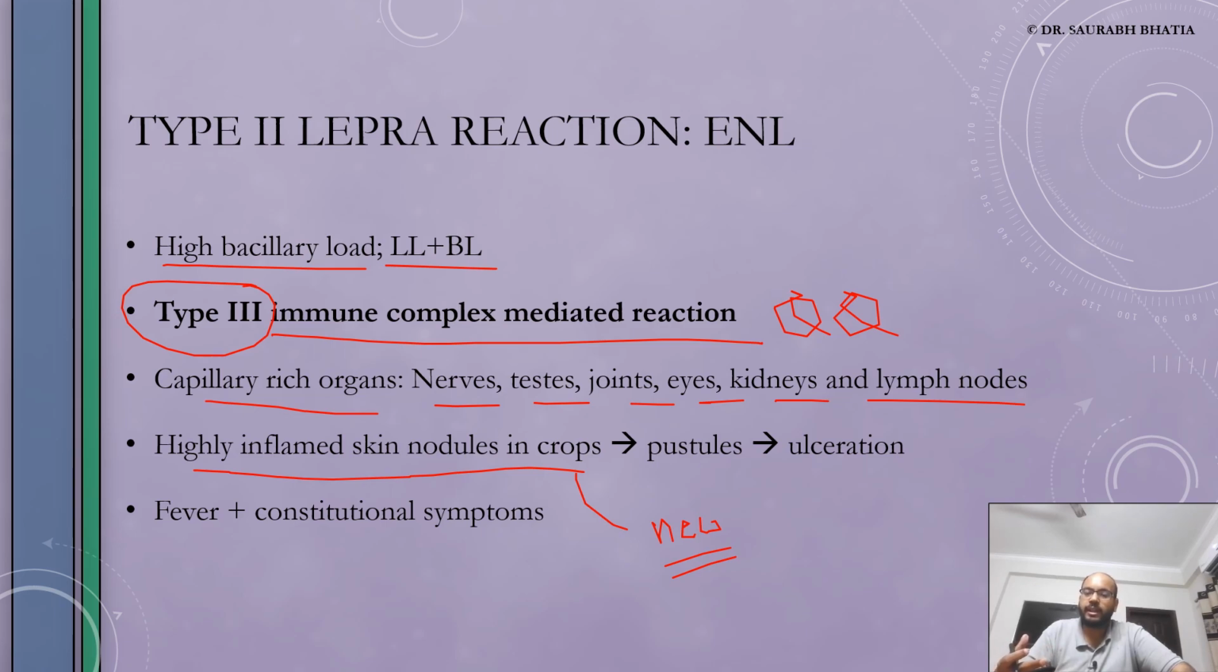It happens quite quickly. And there's intense inflammation in ENL. So highly inflamed new crops of lesions appear. New nodules appear over the skin. And the inflammation can be so intense as to cause pustules and ulceration in ENL. Other features like fever and constitutional symptoms are there because of release of various cytokines. Again, go through the video on pathomechanism of nerve leprosy that we have made previously, and you will have a better understanding of what leprosy does to the body. Let's move forward.